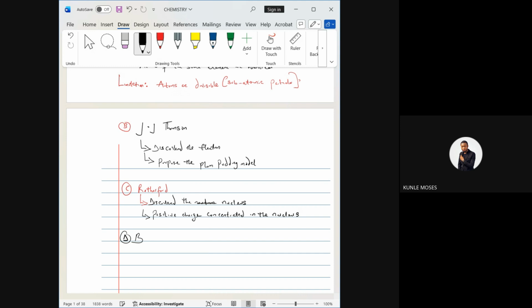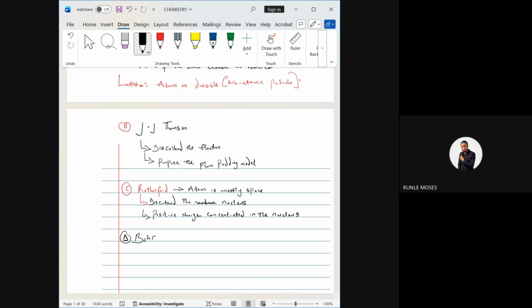The Bohr model. And if they ask you which scientist proved that the atom is mostly empty space, it is this Rutherford. You can add it as part of the notes. He said the atom is mostly empty space. Guess the answer. All together.